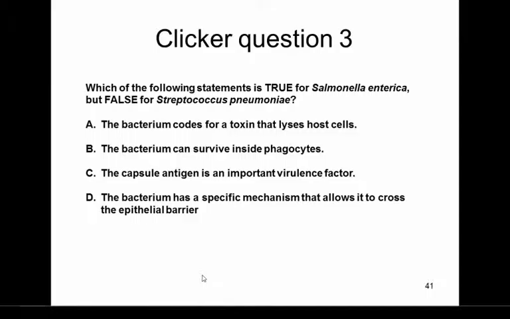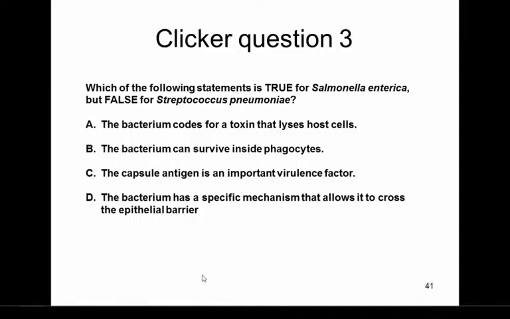D, the bacterium has a specific mechanism that allows it to cross the epithelial barrier. True for Salmonella enterica, but false for... Who says that D is correct? D, not correct. You're right, it's not correct. Both of them have a specific mechanism that allows it to be transported across the epithelial cell barrier. So in Streptococcus pneumoniae, it's PspC, and in Salmonella enterica, it is the proteins encoded on SPI1.